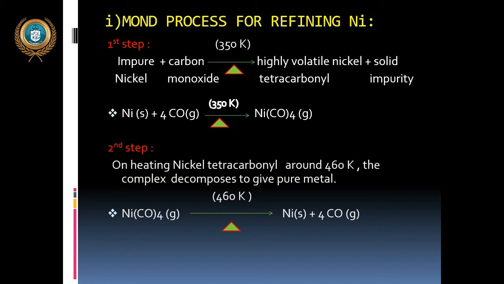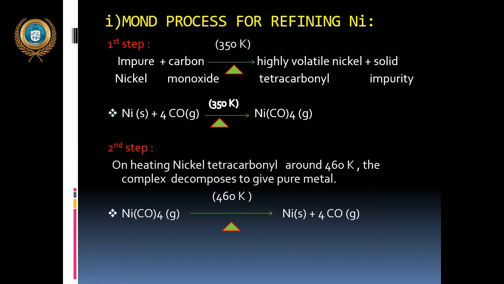we heat it. Then we get the volatile compound nickel tetracarbonyl. Then again on heating this nickel tetracarbonyl around 460 Kelvin, we are just simply giving the heat. So further, when we heat, the metal complex automatically separates, decomposes to give the pure metal nickel, and the remaining 4 moles of carbon monoxide.